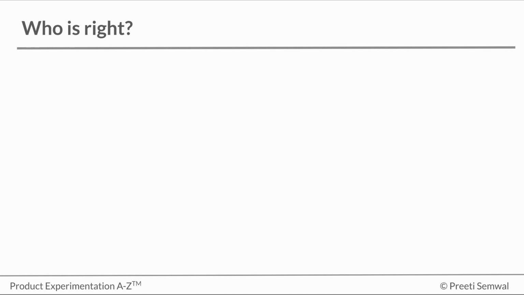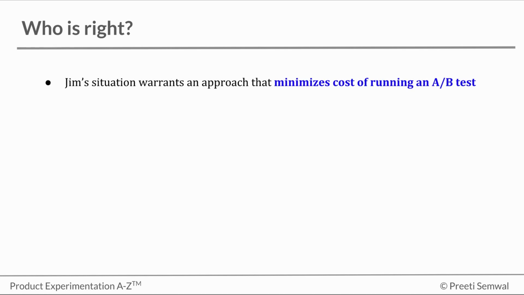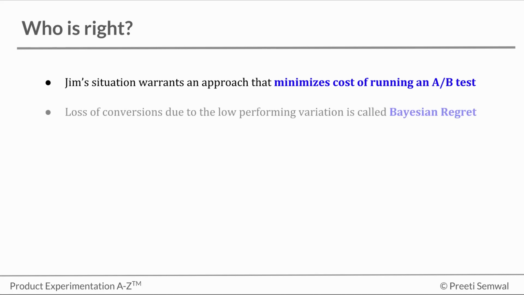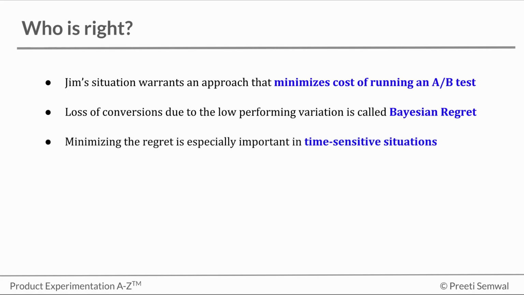The data scientist is right in asking the question about statistical significance because that is how we determine whether the results from the test are valid. But Jim's situation warrants an approach that minimizes the cost of running an A-B test. He needs to be able to quickly determine the winning variant and direct traffic there so he can maximize conversions during the flash sale. The loss of conversions due to low performing variations in an A-B test is called Bayesian regret.